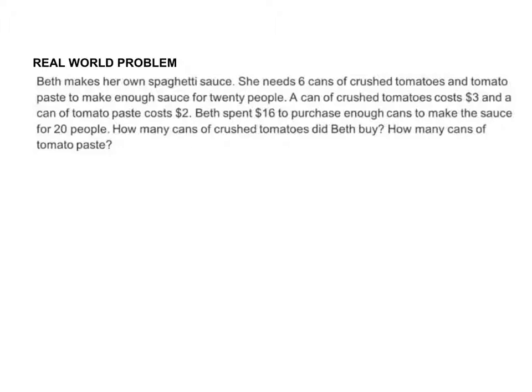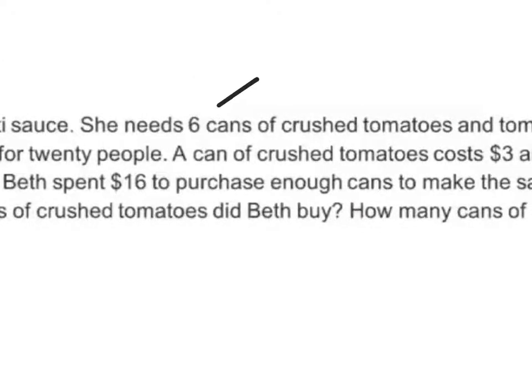As I'm reading this, she needs 6 cans of crushed tomatoes and tomato paste to make her sauce for 20 people. So she's going to buy a total of 6 cans, all right? So let's come in here and let's write that. So this is a total of 6 cans, all right? Which is kind of tricky to understand, all right?